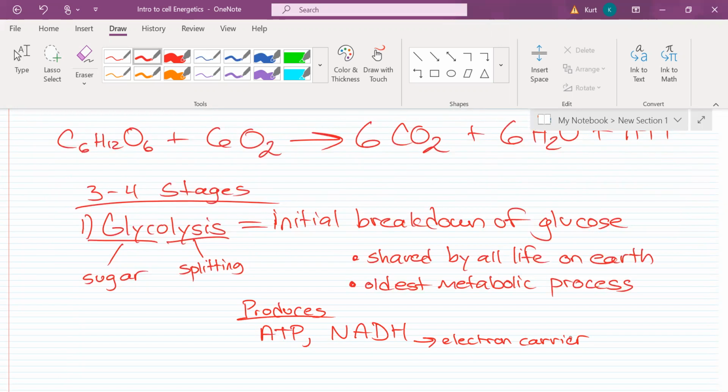NADPH is in photosynthesis. NADH is in cell respiration. It is easy to get those confused. And believe me, a lot of students get them confused. That's why I want you to think of the P in NADPH as photosynthesis, so you can avoid that confusion.